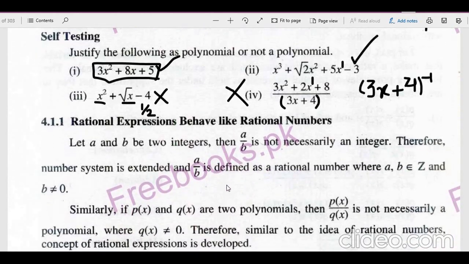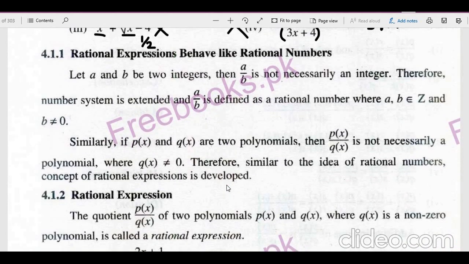Okay, let's move on. Rational expressions behave like rational numbers. Okay, what are rational numbers? We always learn that a by b is a rational number. Let a and b be two integers, then a by b is not necessarily an integer, therefore the number system is extended and a by b is defined as a rational number, where a and b are any integers and b is not equal to 0.